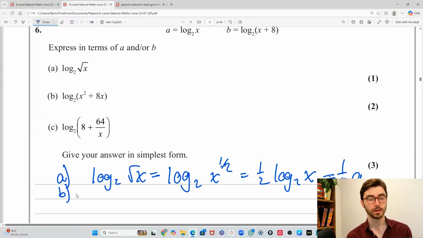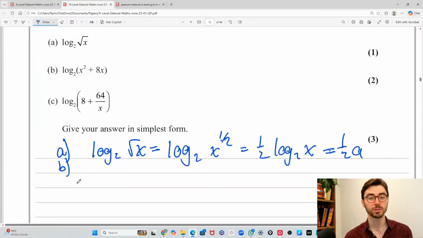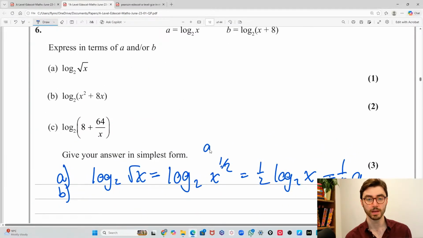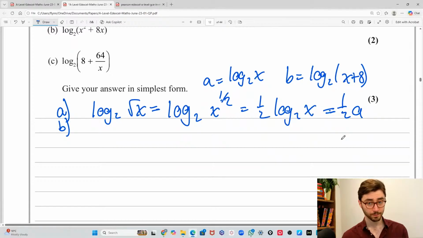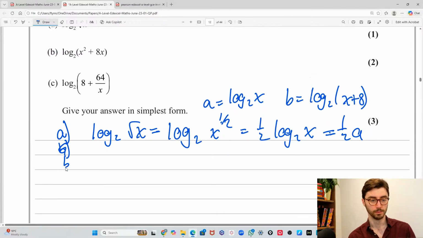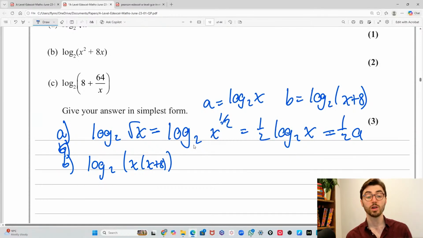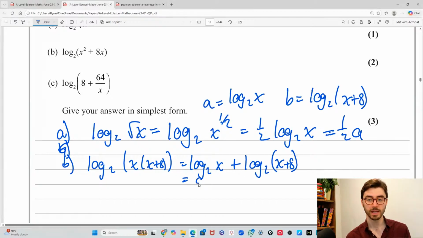B, well, in fact, what I really should do, let me rewrite these lower down so I have them. A equals log base 2 of x, and b is log base 2 of x plus 8. Okay, so the second one, log base 2, and that I can write as x into x plus 8. Using the log laws, that will separate out into log 2 of x plus log 2 of x plus 8, which is very simply a plus b.